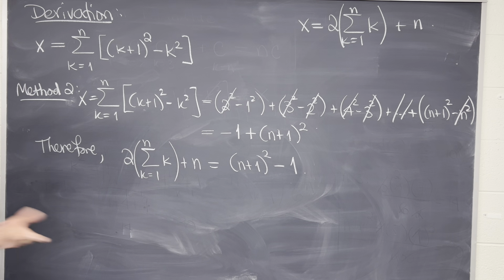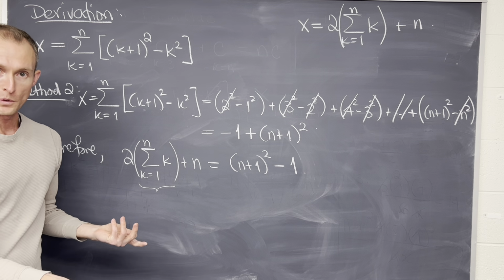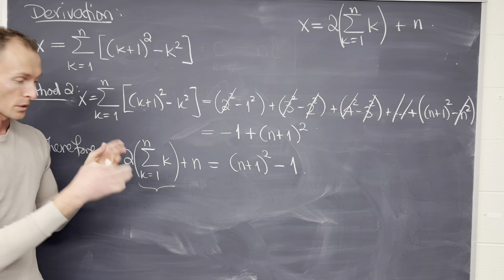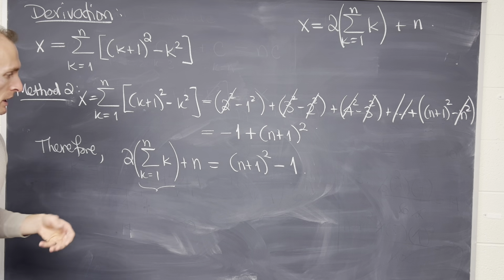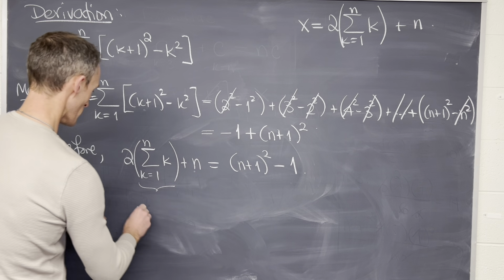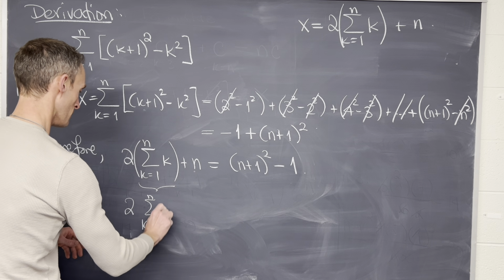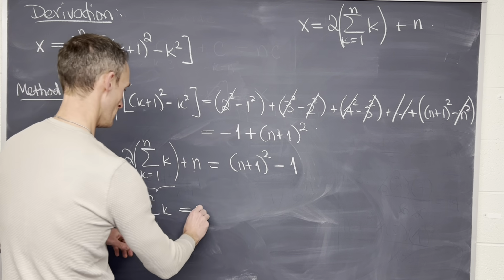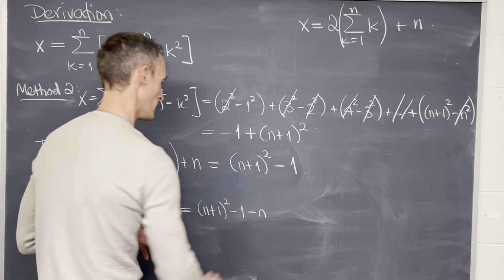Okay? And now that's beautiful, because now just think about it in terms of algebra. This is the thing we're trying to solve for. So think of this as a variable, quote unquote, and just get everything to the other side. Just isolate this one variable. So I'm going to subtract n over. So I'm going to get 2 times the sum, k goes from 1 to n of k, equals what? I get (n plus 1) squared minus 1 minus n.